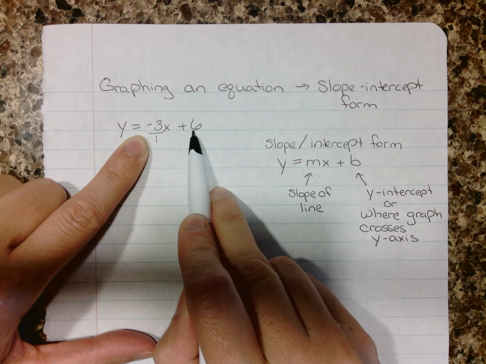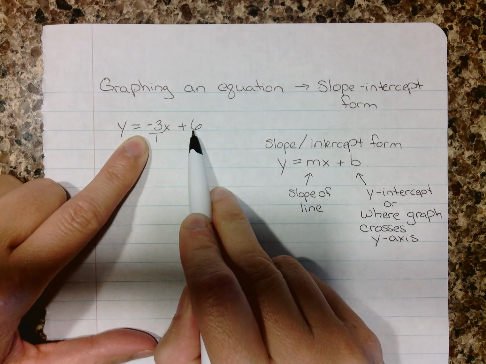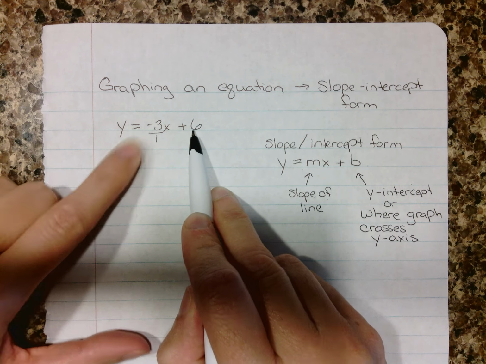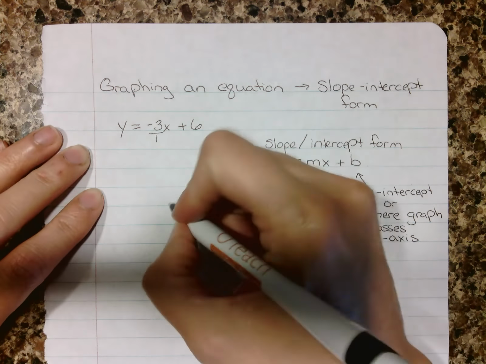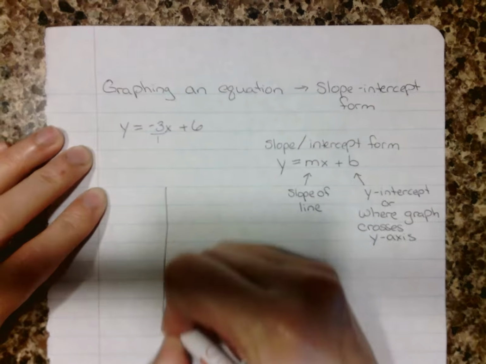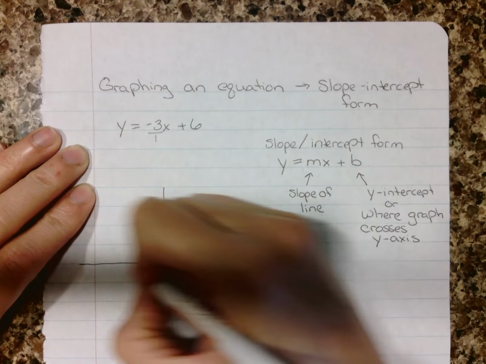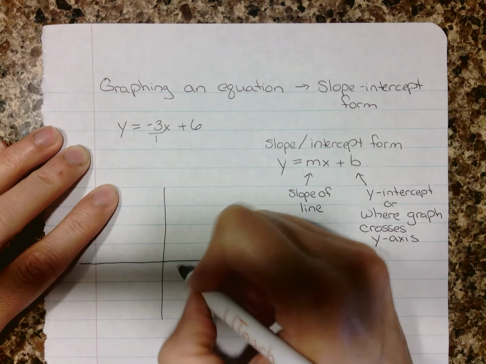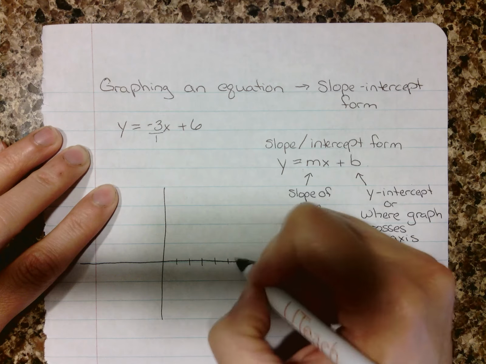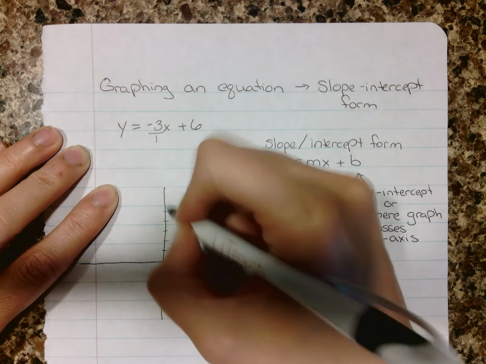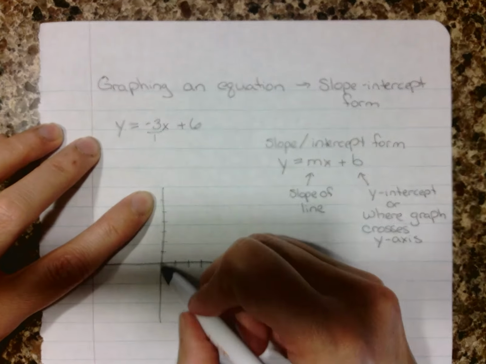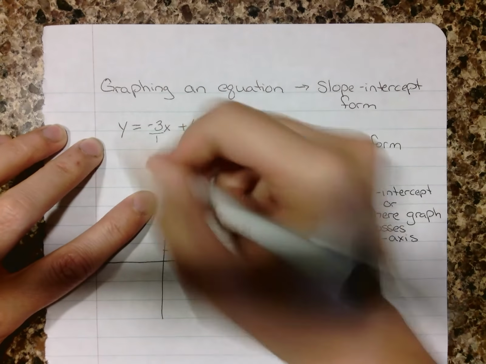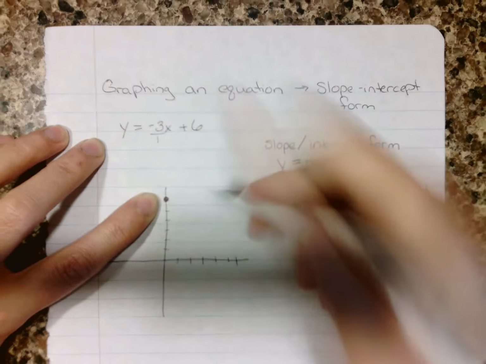The 6 tells me it crosses the y-axis at the point (0, 6). I can use this information to automatically graph it. So I will have a rough sketch of an idea of a graph. Again, I can get one point starting where it crosses my y-axis at (0, 6).